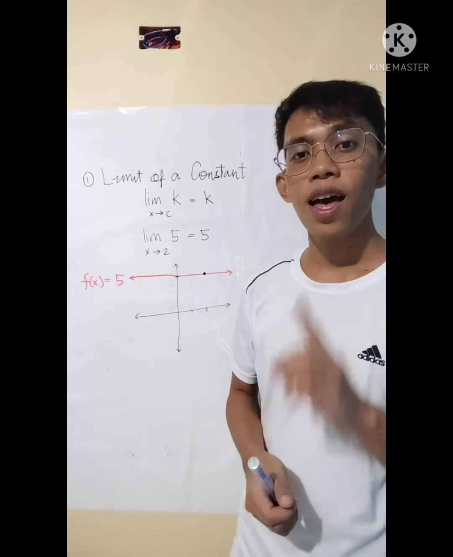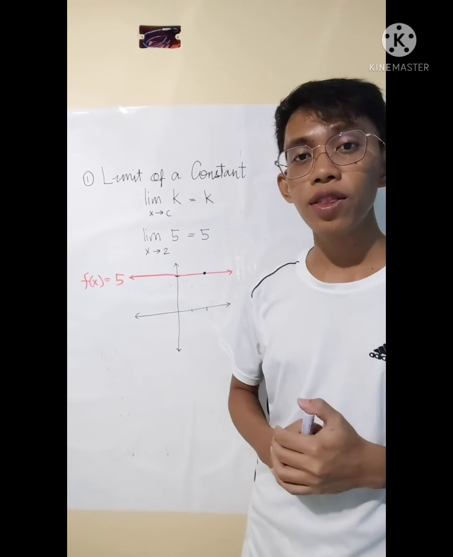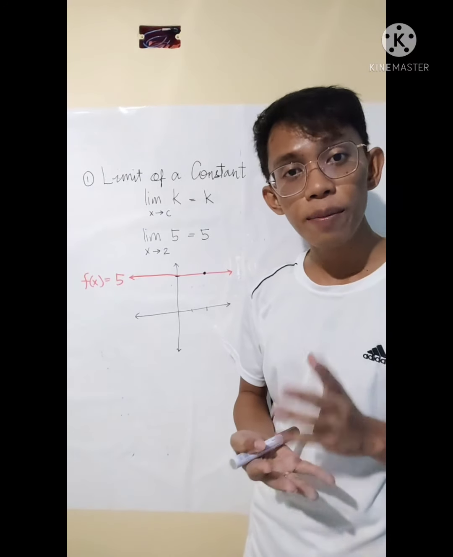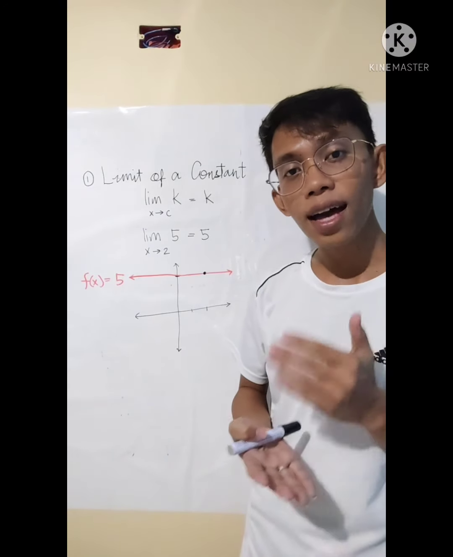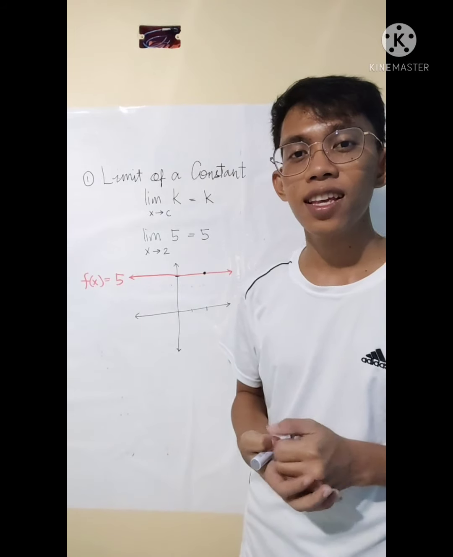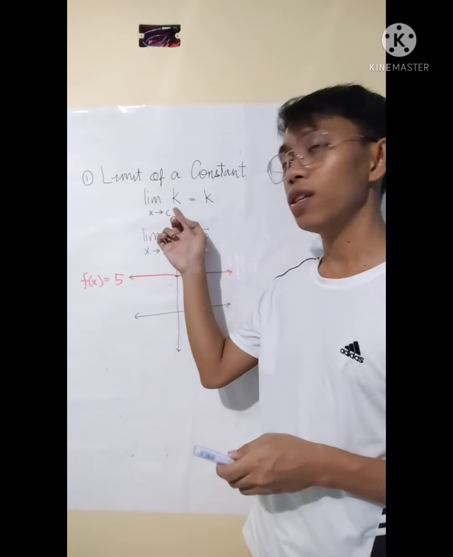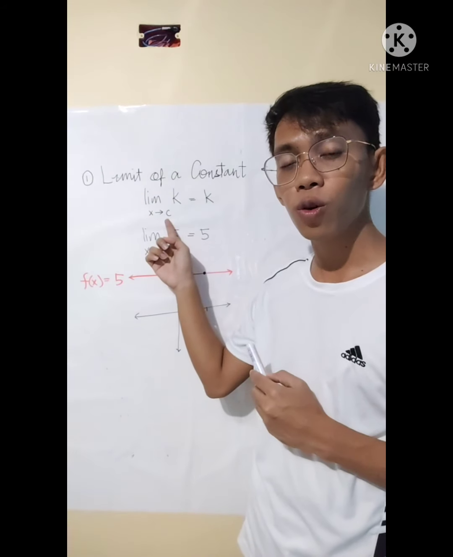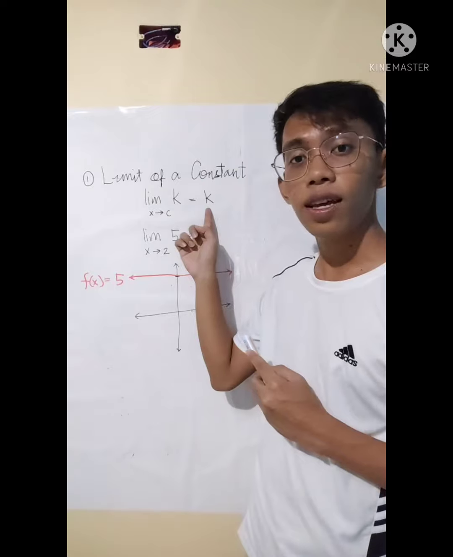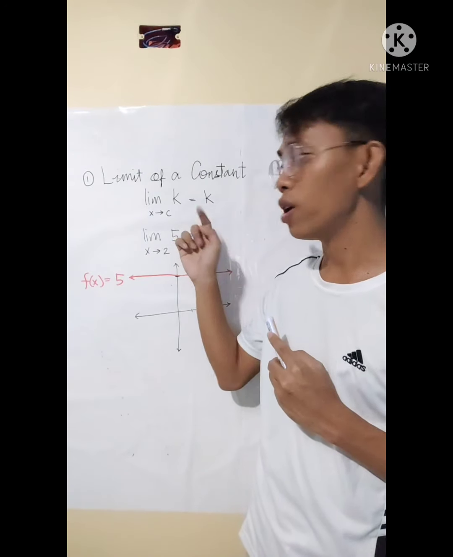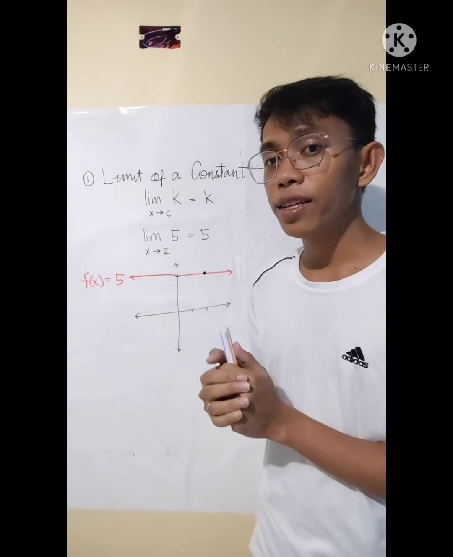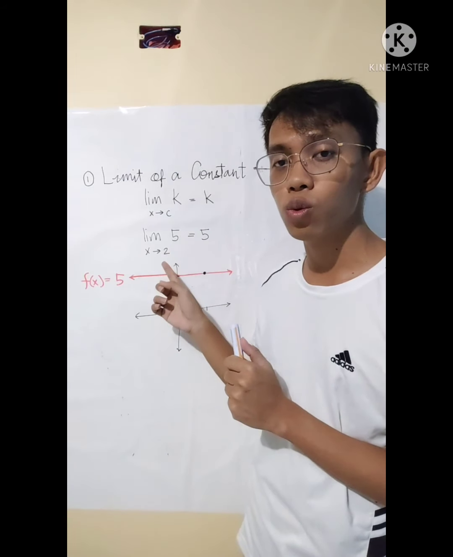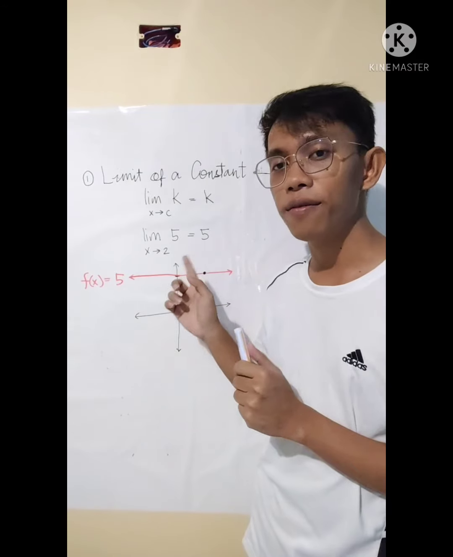Let's go! Number 1 is limit of a constant. At sinasabi ng limit of a constant na ang limit daw ng constant ay yung sarili niya. Let's say, the limit of this constant k for whatever value man ni c dito, ang ating sagot is still k, the number. Kung i-illustrate natin yon, say we have the limit of 5 as x approaches 2. The answer here is 5.